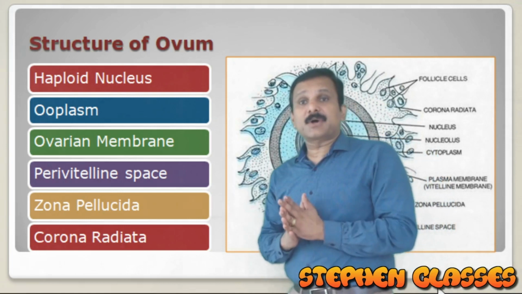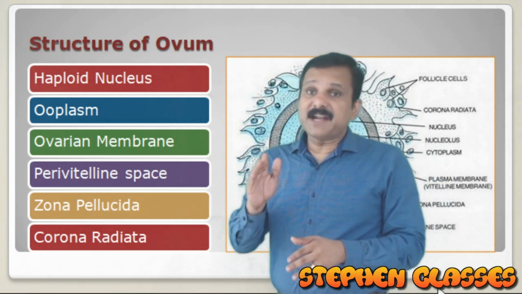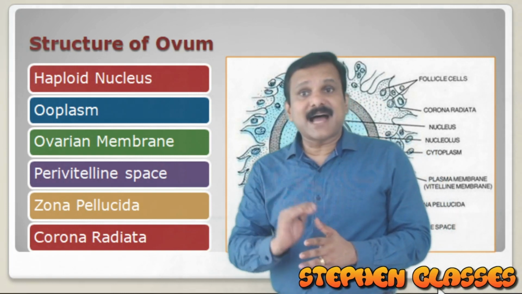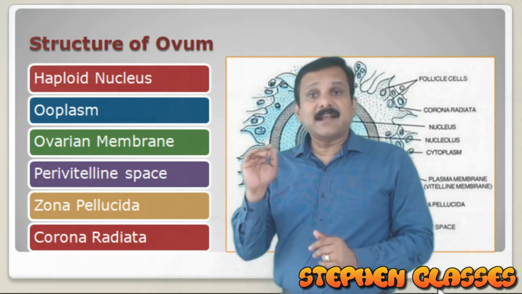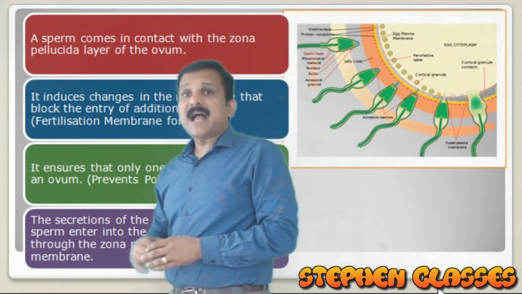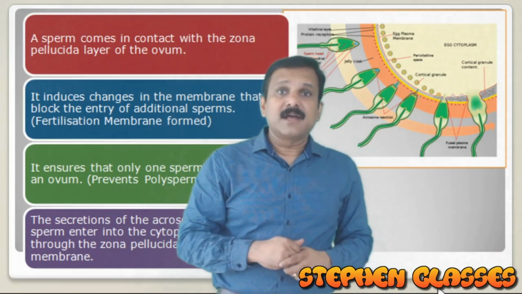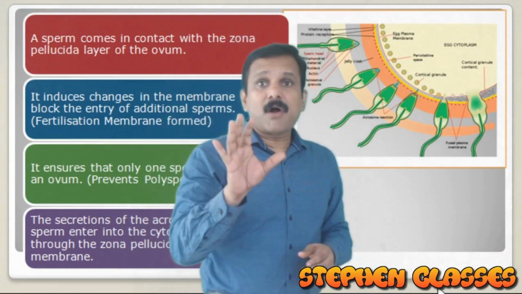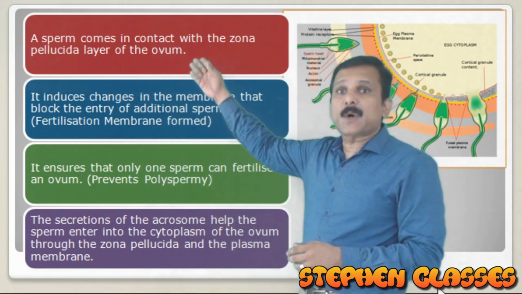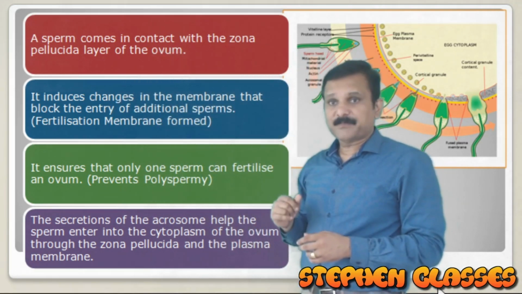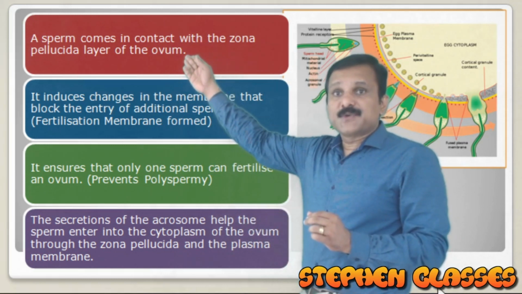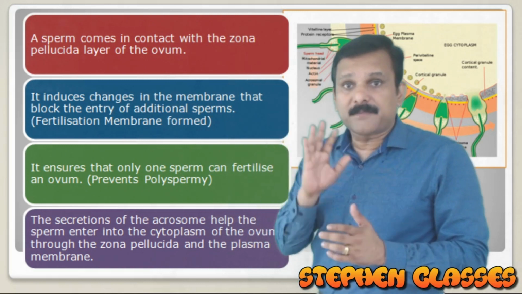For fertilization to occur, the sperm cell has to penetrate through the different layers like corona radiata and zona pellucida. Only then can it enter into the ovum. To know more about this, we have the process of fertilization represented here. First of all, the sperm cell has to come in contact with the zona pellucida layer of the ovum.